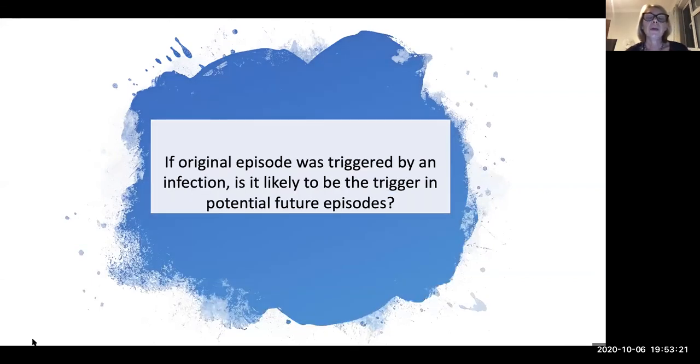If the original episode was triggered by an infection, is it likely to be the trigger in potential future episodes? The question of infections is very difficult. It's not uncommon on admission that patients feel like they've had a temperature, they feel very achy and virally, but actually diagnosing a specific infection is not common.